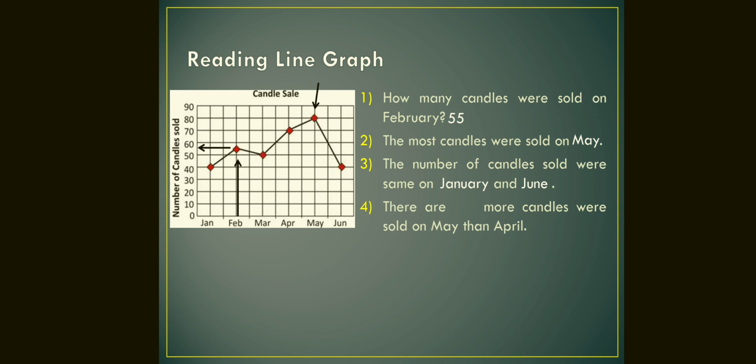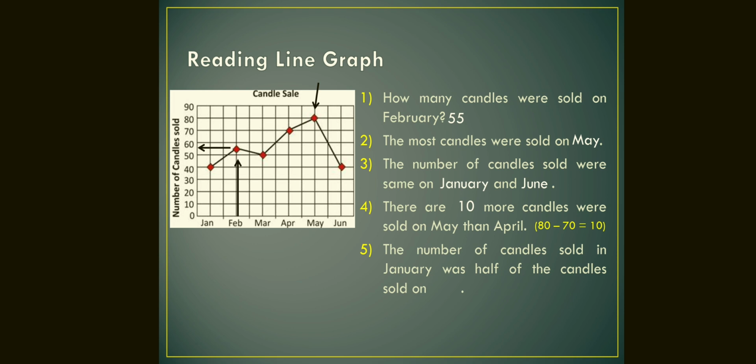Number 4. There were blank more candles sold in May than April. In this case, we are going to find the difference. Take a look at May. There were 80 candles sold in May. Take a look at April. There were 70 candles sold in April. Then find the difference. 80 minus 70 equals 10. So there were 10 more candles sold in May than April. Remember, to find the difference, take the greater number minus the smaller number.